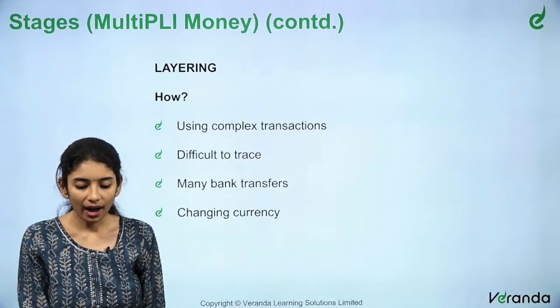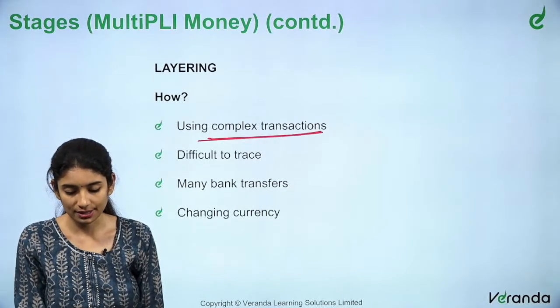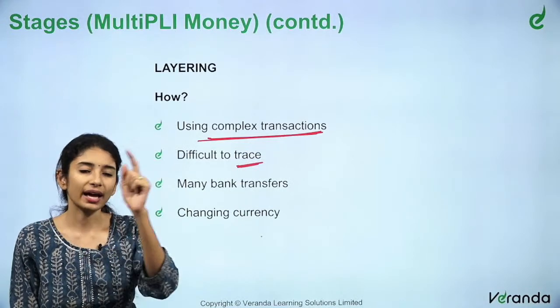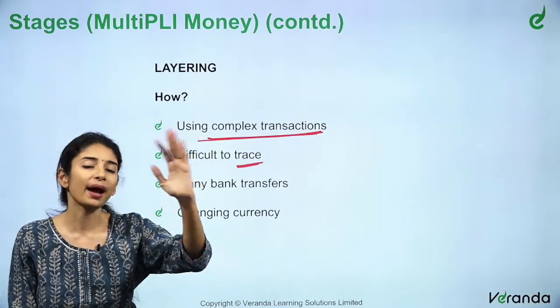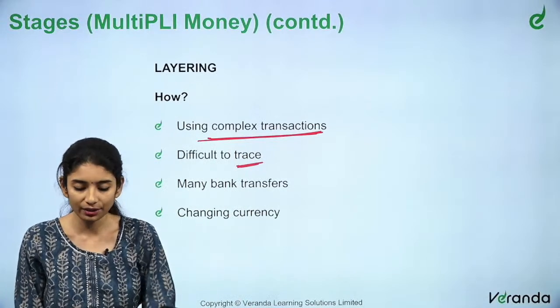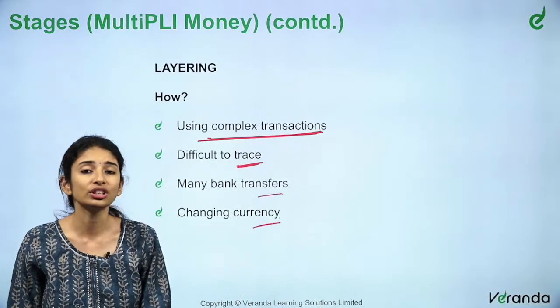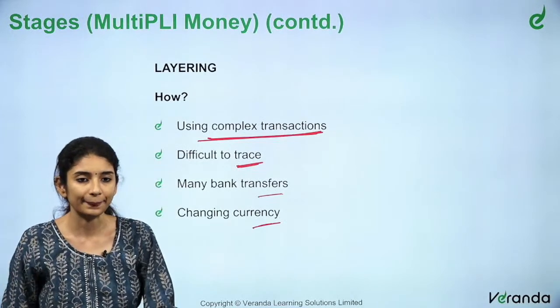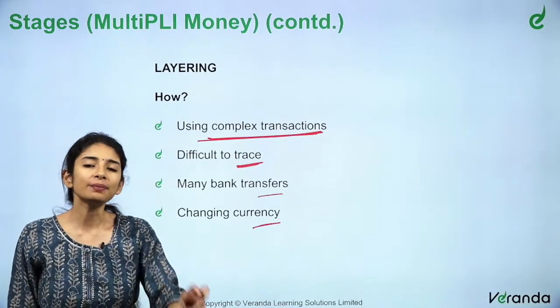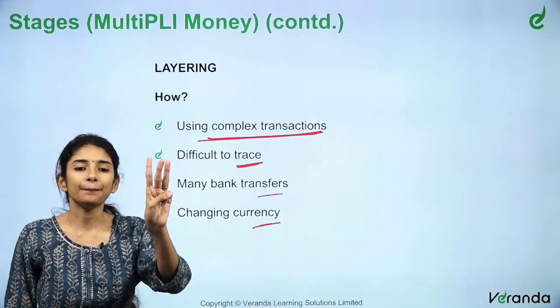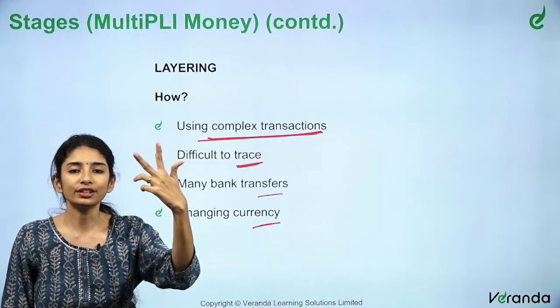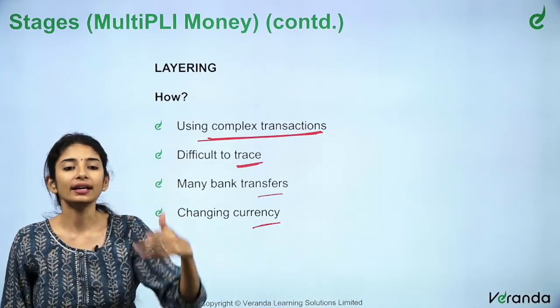Okay, layering, how? Using complex transactions, difficult to trace. Many bank transfers. Through many bank accounts I transfer that money, and it also changes the currency, so it is very hard to trace it back to my original bribe. Clear? Stages in money laundering, friends, are three: placement, layering and integration.